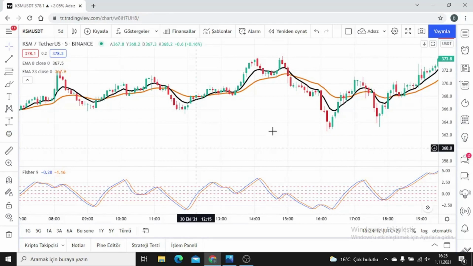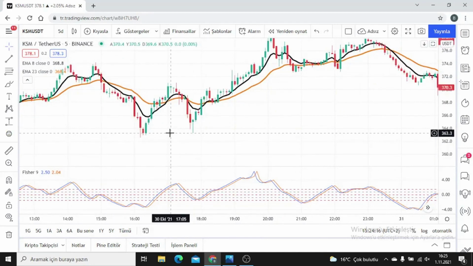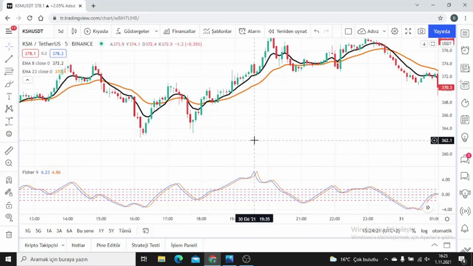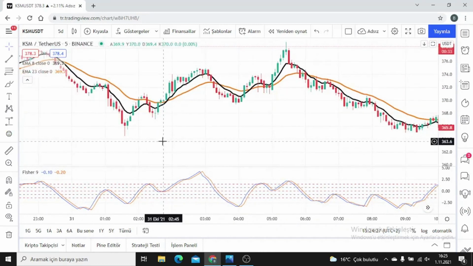Because we trade with moving averages and generally scalp transactions are done on moving averages. That's why we need to know how true and false the buy and sell signals it produces are. And now I'm giving you an example, friends. You will set up this strategy, but how will you set an alarm on TradingView? Let me show you, friends.